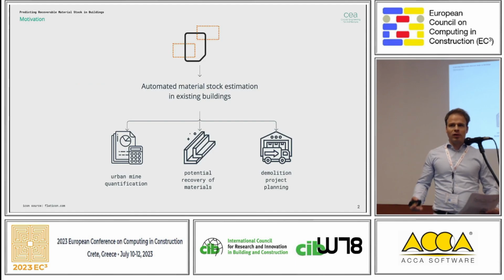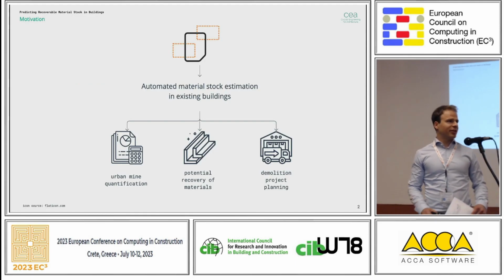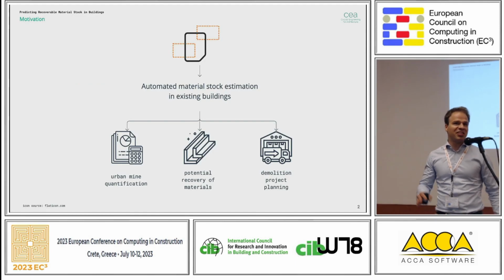So when you demolish a building nowadays, they're approximately 60 years old, maybe on average. They don't come with a handy BIM model, and you don't really know the materials that are included, or have an estimate about the materials that are included, without actually going there and doing an in-situ visit most of the time. So in this research, we focused on a way to automate material stock estimation for existing buildings.